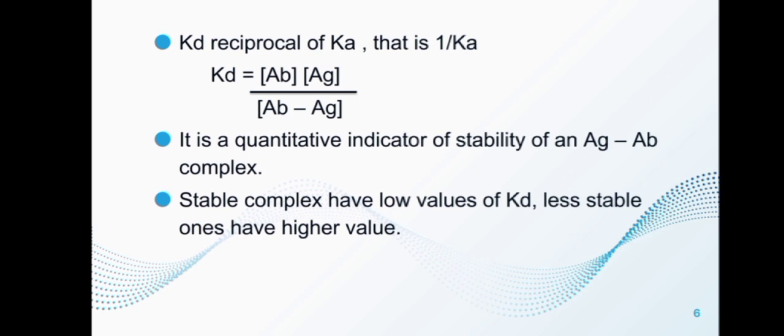Kd is the ratio of the molecular concentration of unbound antigen and antibody to the molecular concentration of bound antigen antibody. It is a quantitative indicator of the stability of an antigen antibody complex. Stable complexes have low values of Kd, whereas less stable ones have higher values.